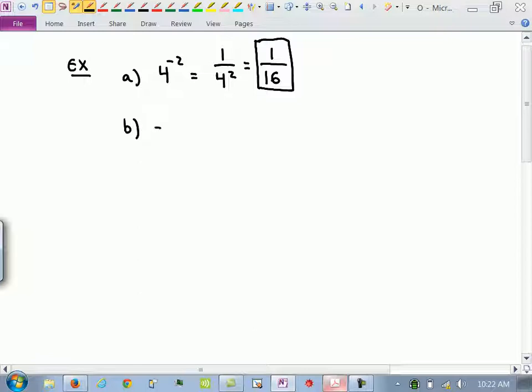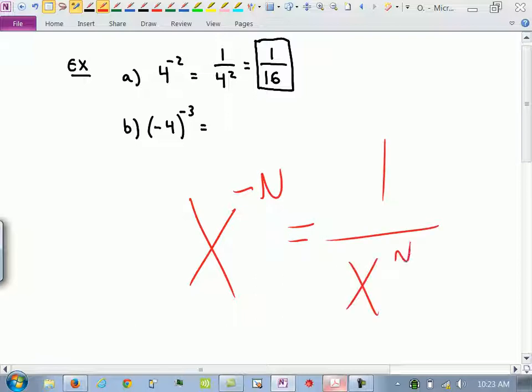Next one. What's negative 4 to the negative 3? This one's tricky. Negative 4 to the negative 3. You have something being raised to a negative power, don't you? That negative power is negative 3, right? According to what I just said, if you have something, doesn't matter what it is, x to a negative power, you rewrite it as 1 over whatever that x is to the positive power, don't you?